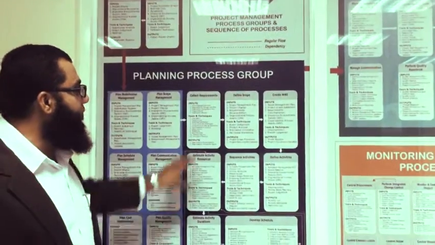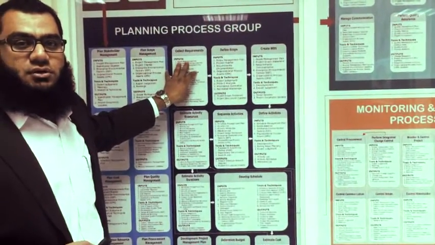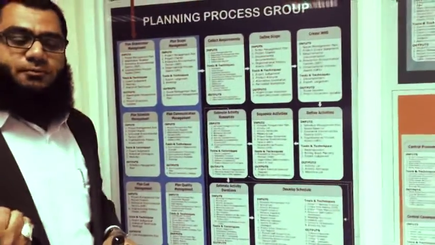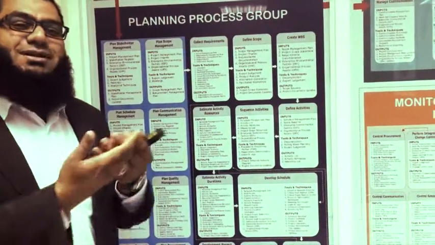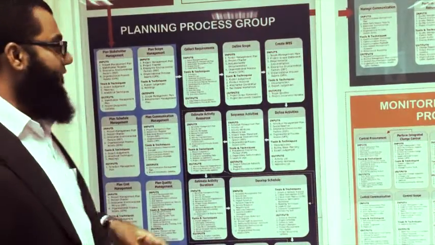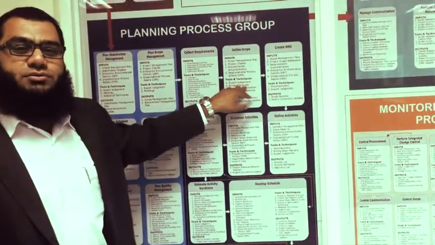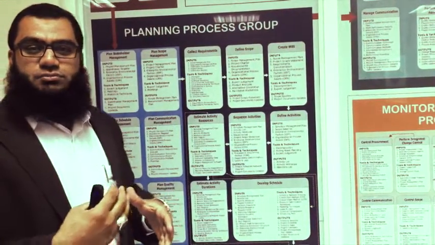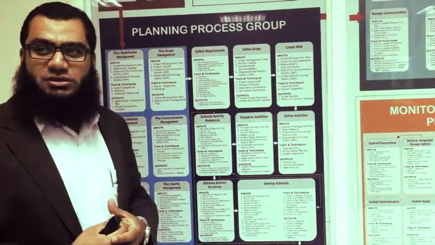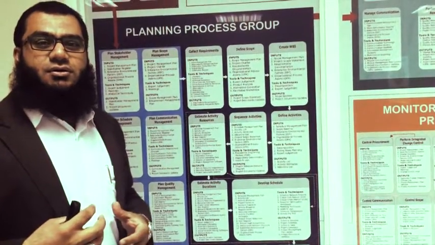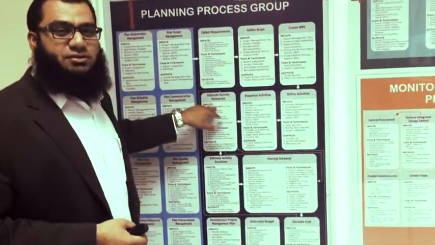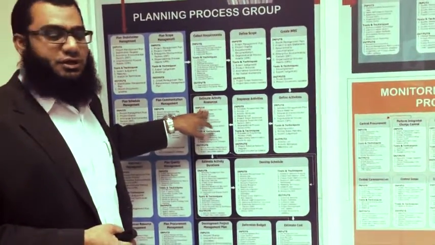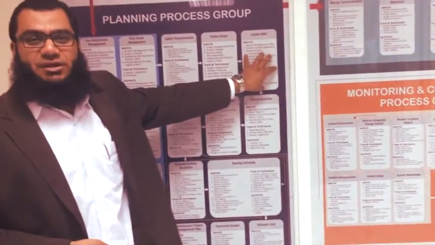Once these plans are done, and we assume that they are, after you identify stakeholders, you move on to collect requirements. Once you collect requirements, you end up with the list of requirements, and also a traceability matrix, so you can trace which requirement is coming from which stakeholder. Then you move on to define scope. Once you define scope, next is create WBS. We define scope and then we create WBS.